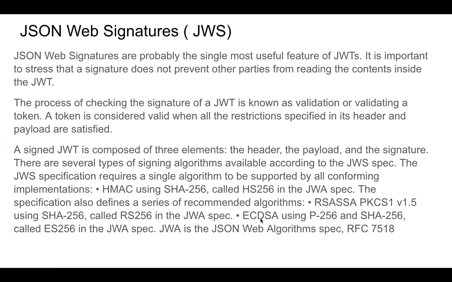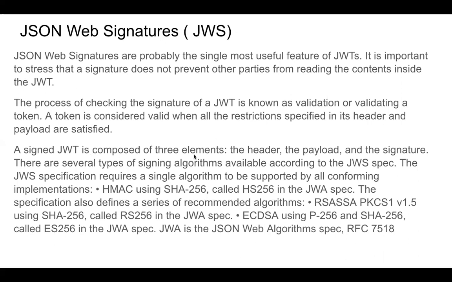Now, what are JSON Web Signatures? They are probably the single most useful feature of JWT. It gives the server a medium to validate that the data which it has received has not been tampered with or changed. So whatever data the client intended to send is received by the server. The server checks it by checking the signature of the JWT. It's also known as validation, or validating a token. A token is valid when all the restrictions specified in its header and payload are satisfied. Now, what restrictions? Which means that it's not expired, the NBF, everything is there.